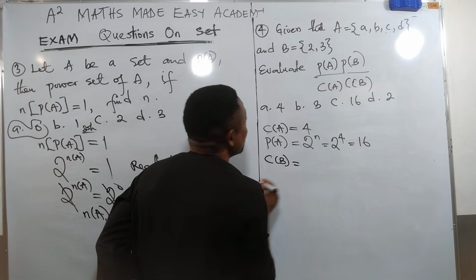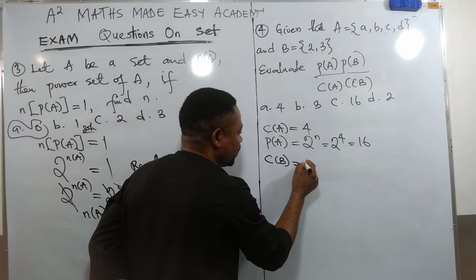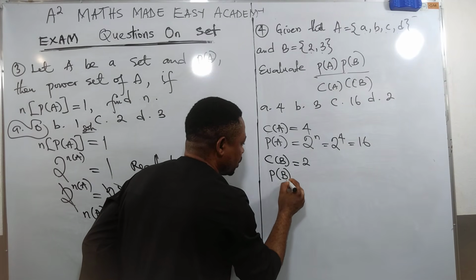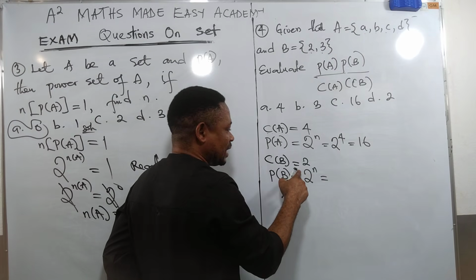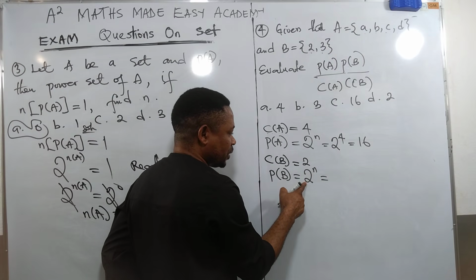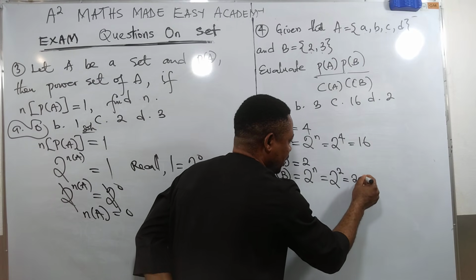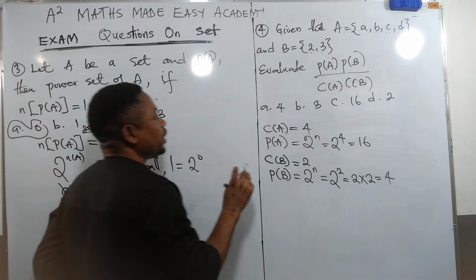I will now move to the cardinality of set B. Let's observe set B. Look at the members, they are just 1, 2. So the cardinality of B is 2. Finally, I will introduce the power set of B, which is 2 raised to power n as well. Mind you that the value of n, which is the cardinality, is 2. Let us substitute: 2 raised to power 2, which is the same thing as 2 times 2. It will give you 4.